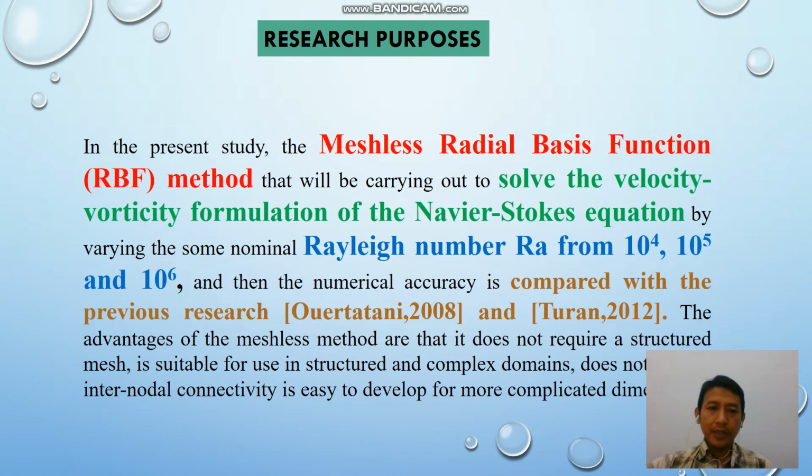Research purpose. In the present study, the meshless radial basis function method is carried out to solve the velocity-vorticity formulation of the Navier-Stokes equation by varying the Rayleigh number from 10^4 until 10^6, and then numerical accuracy is compared with previous research, here Ouertatani and then Turan.